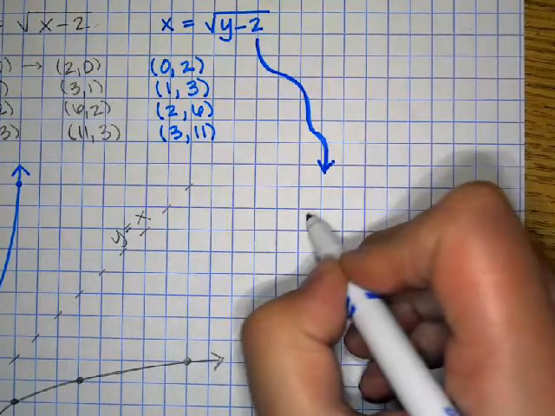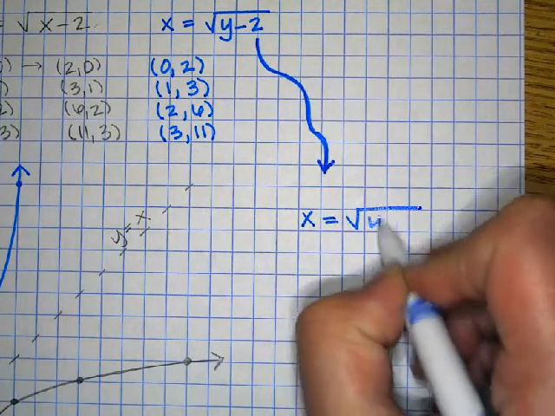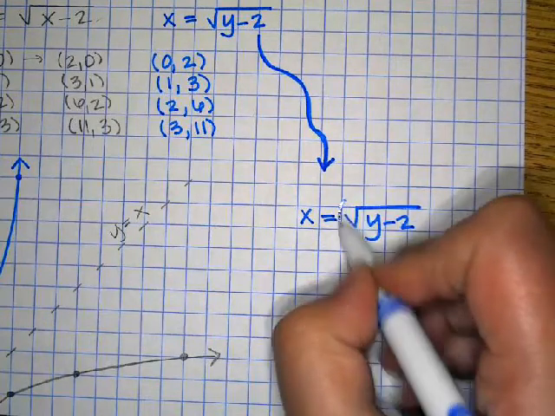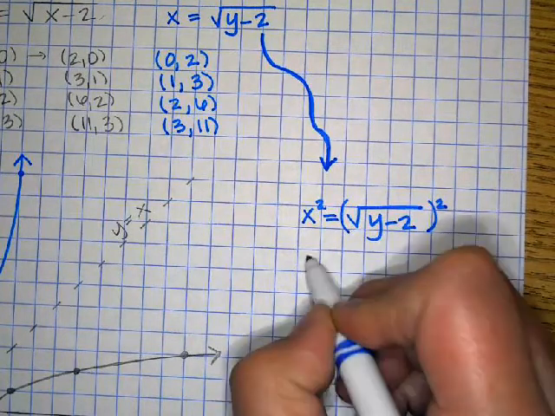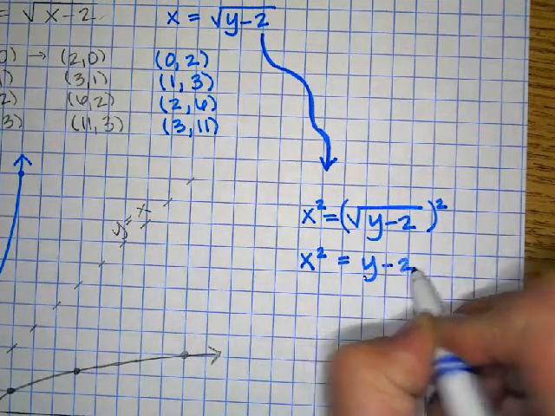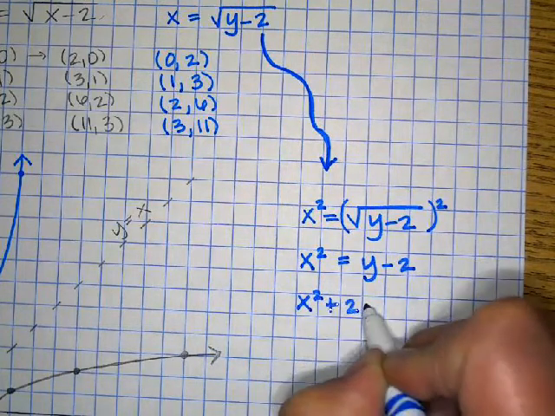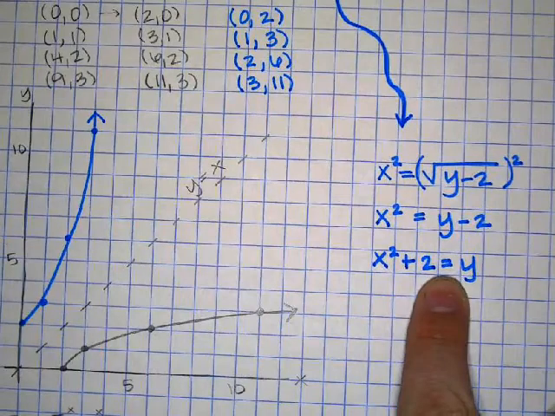So x equals the square root of y minus 2. Okay, and so what do we have to do first? Yeah, we have to square both sides. So x squared equals y minus 2. Add your 2, and then you're done. We get x squared plus 2 equals y. And if you can tell, does this look like a parabola that's been shifted up 2?